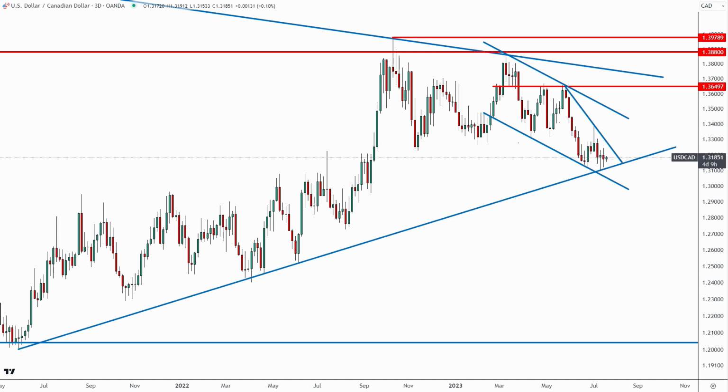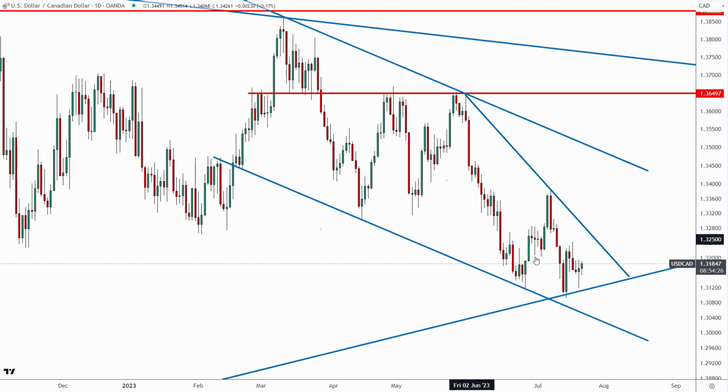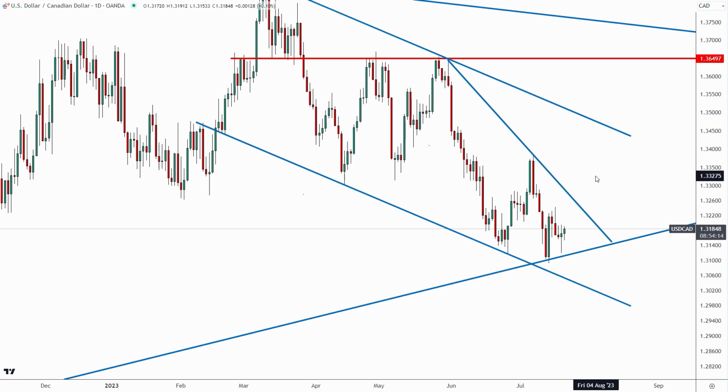So for the moment, the market is holding above support and also forming a basing pattern down here in these lows. So while there isn't a clear long opportunity for the dollar CAD at the moment, I do think we could have one setting up here over the coming days. So I'll show you exactly what I'm looking for there. But first, let's take a look at the DXY.